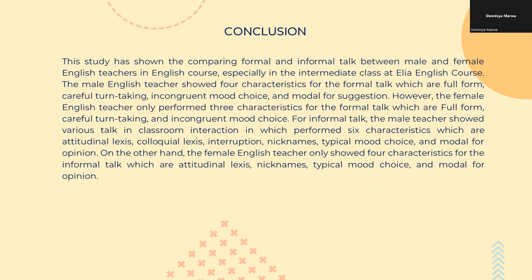In terms of informal talk, the male teacher shows various talk, which is six characteristics, and on the other hand, the female English teacher only shows four characteristics of informal talk. So of course, the male teacher was dominant in producing formal talk and informal talk in classroom interaction.